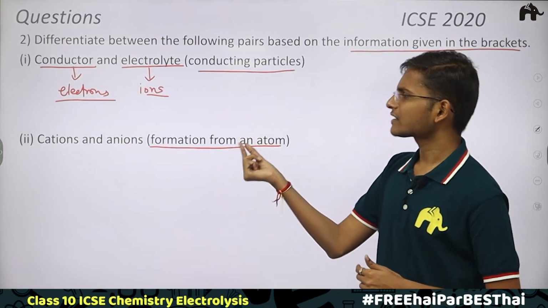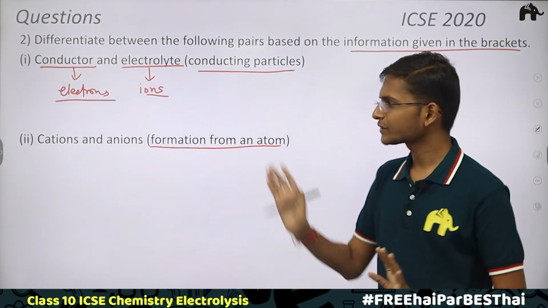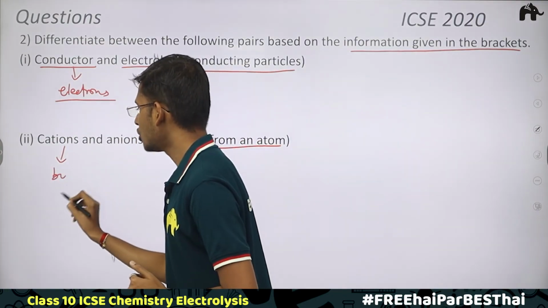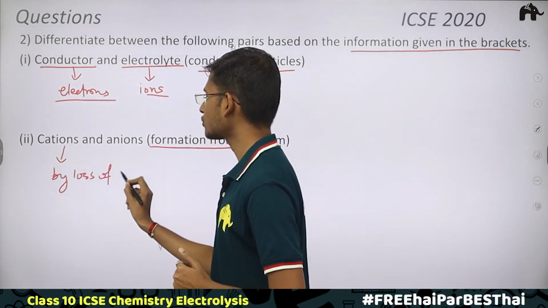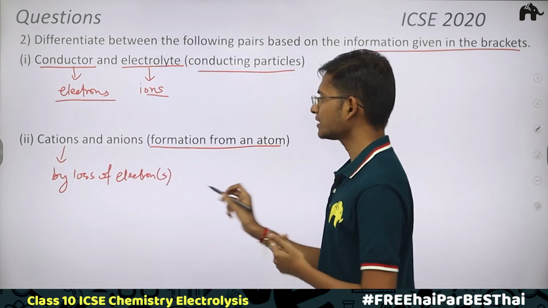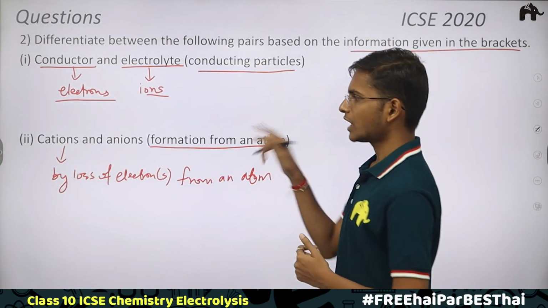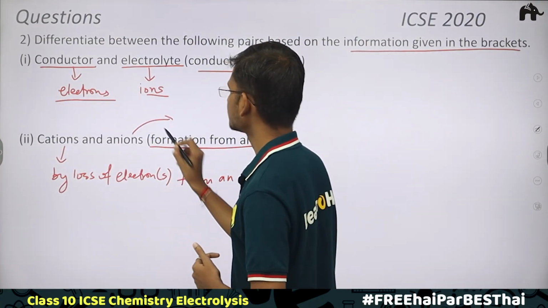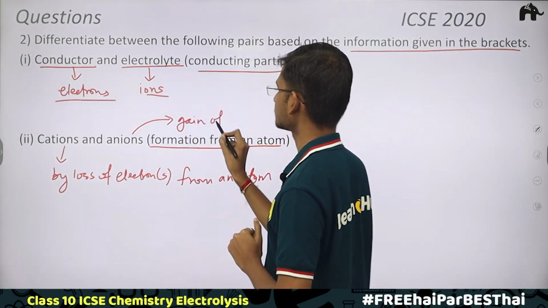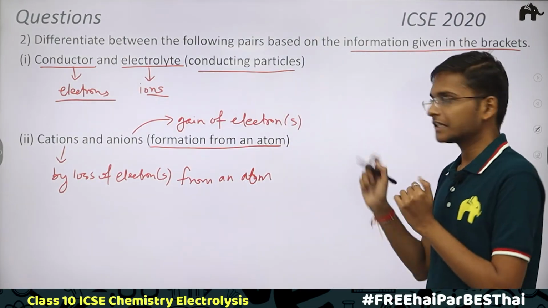So how would you differentiate between cations and anions based on formation from an atom? Simply write how they are formed from an atom. How are cations formed? Cations are formed by the loss of electron or electrons from an atom. And how are anions formed? Anions are formed by the gain of electron or electrons by an atom.